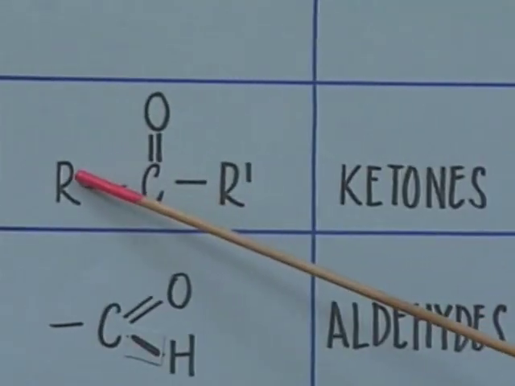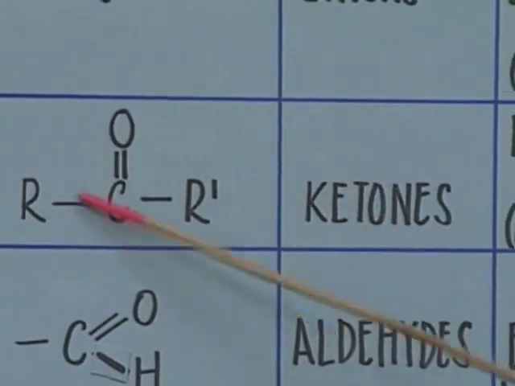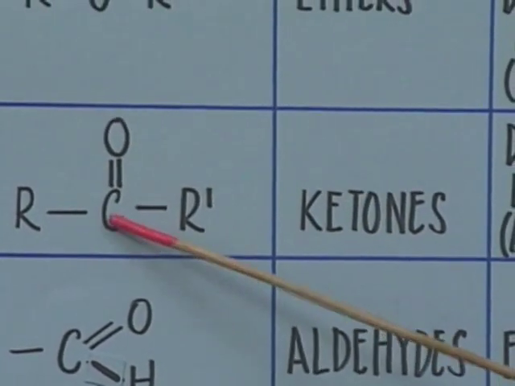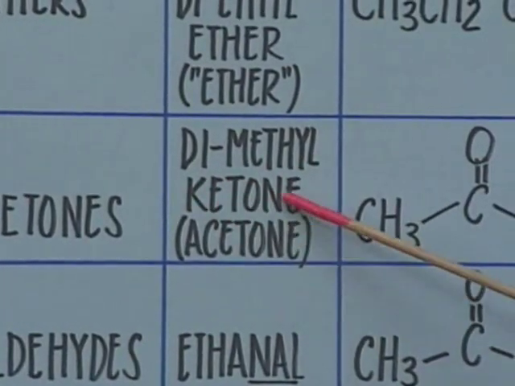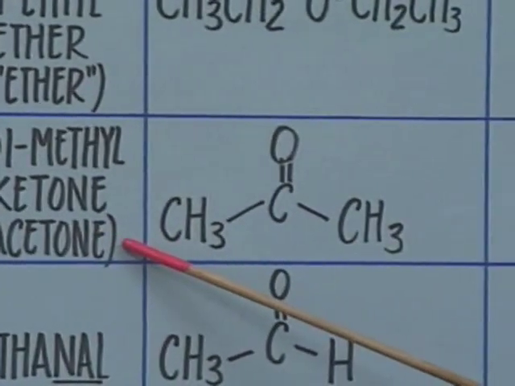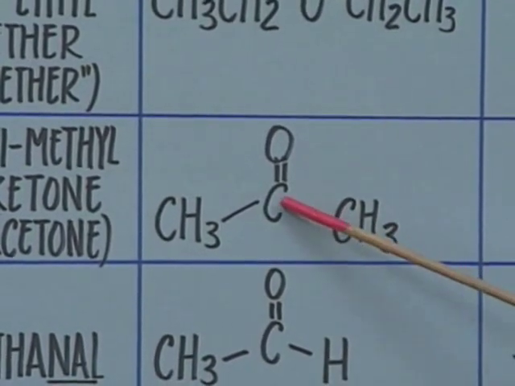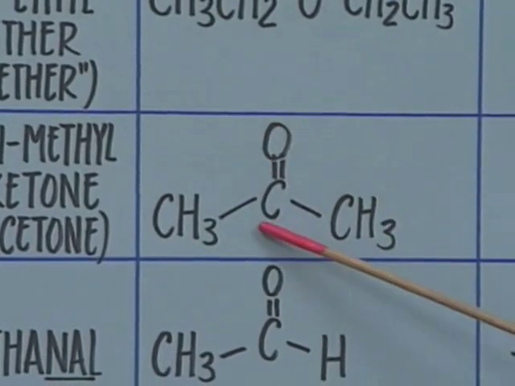We can have the ketones, where we have an alkyl radical or 2 different alkyl radicals on either side of the so-called carbonyl functional group, C double bond O. Let's take the example dimethyl ketone, commonly known as acetone, nail polish remover. Here we have a methyl group and another methyl group on either side of the carbonyl functional group.